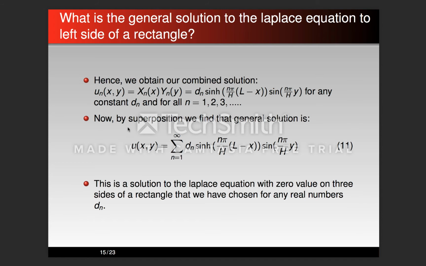So now by using the superposition principle, we obtain that u of x, y is equal to the summation from 1 to infinity of d n sinh n pi by h (L minus x) times sine n pi by h y. So this is the solution to the Laplace equation with homogeneous boundary conditions on the other sides of the rectangle, for which we have chosen any real number constant given by d n.